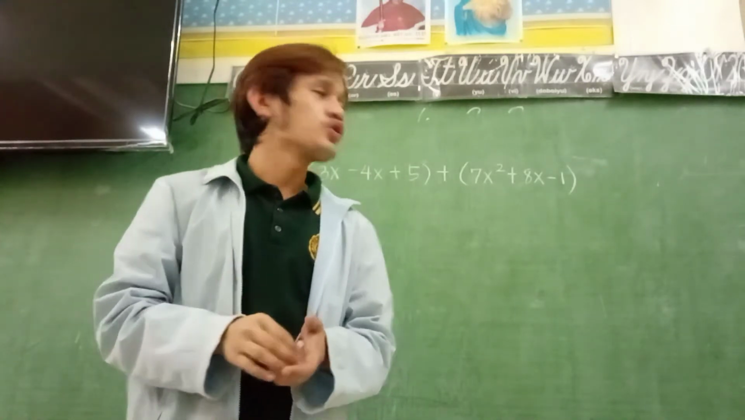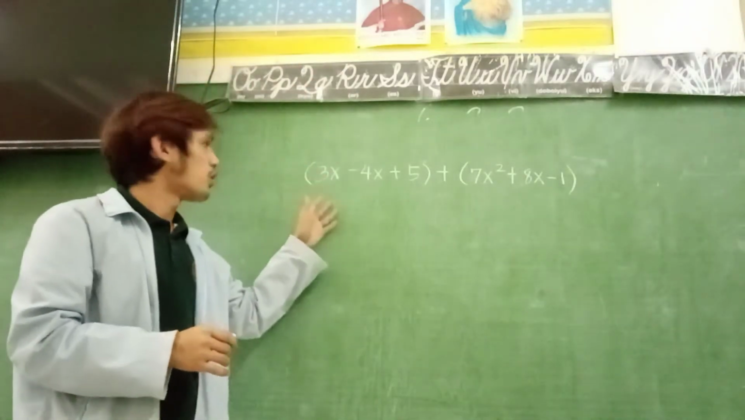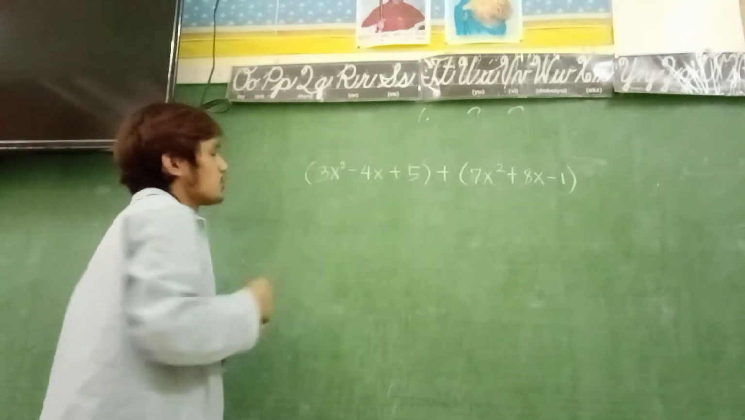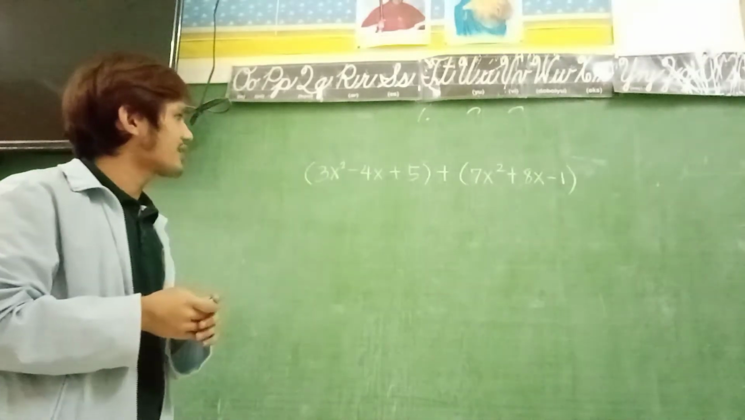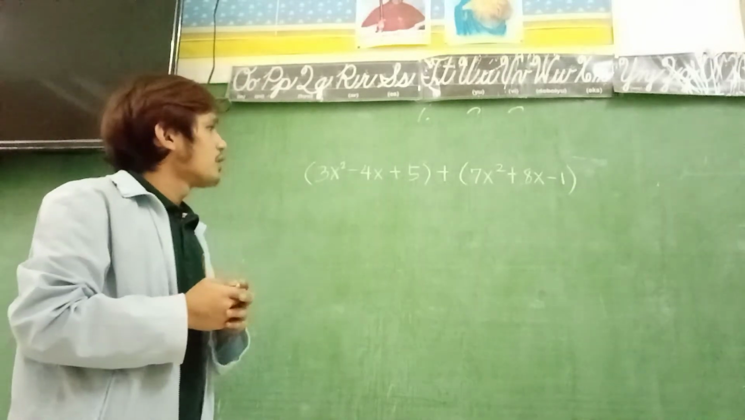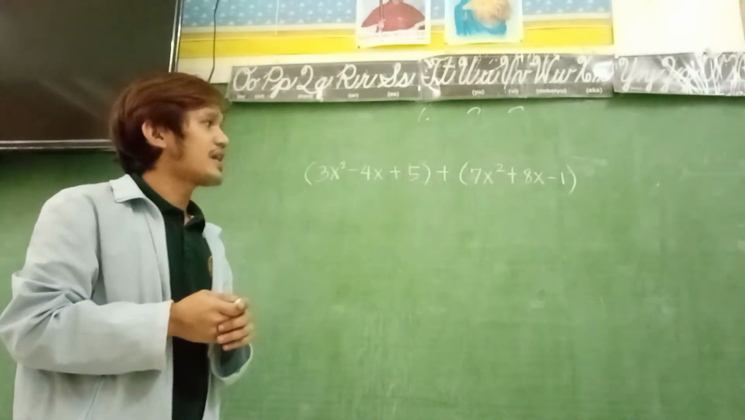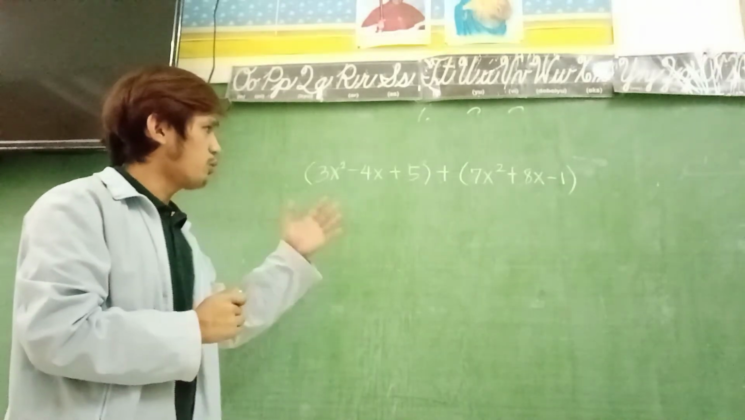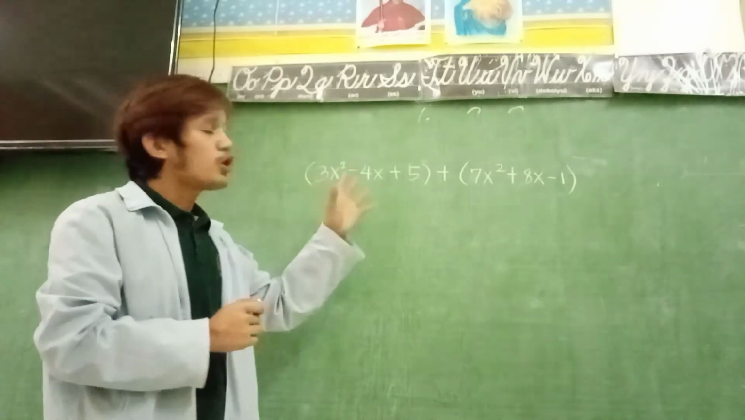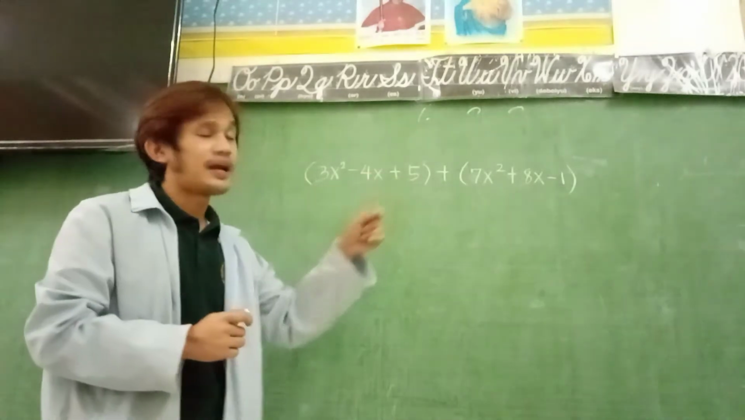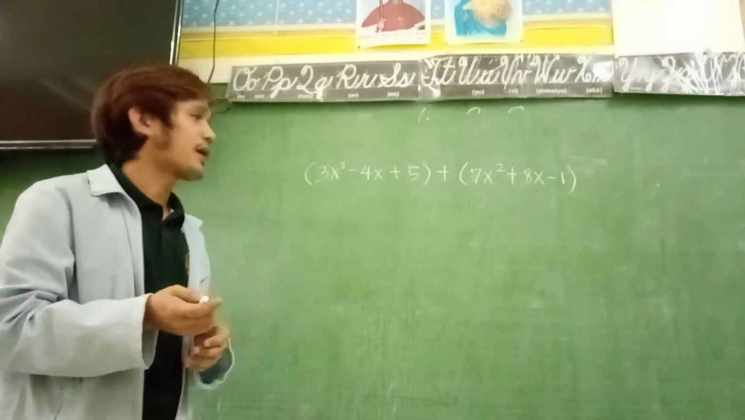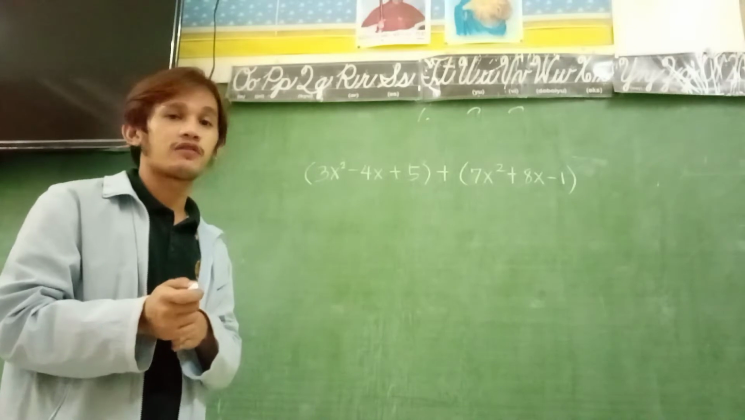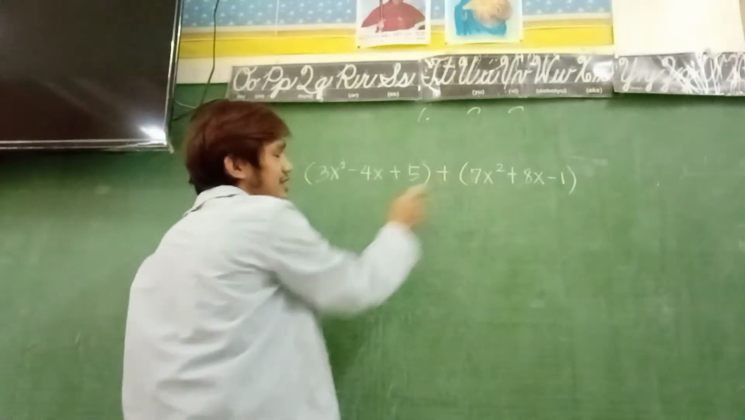horizontal method. So, suppose that we have this example: 3x squared minus 4x plus 5, plus 7x squared plus 8x minus 1. So, the first thing that we need to do is to remove these polynomials from the parenthesis. So, tatanggalin natin sila sa parenthesis. Let's proceed first with the horizontal method. So, una po is tatanggalin muna natin sila sa parenthesis.